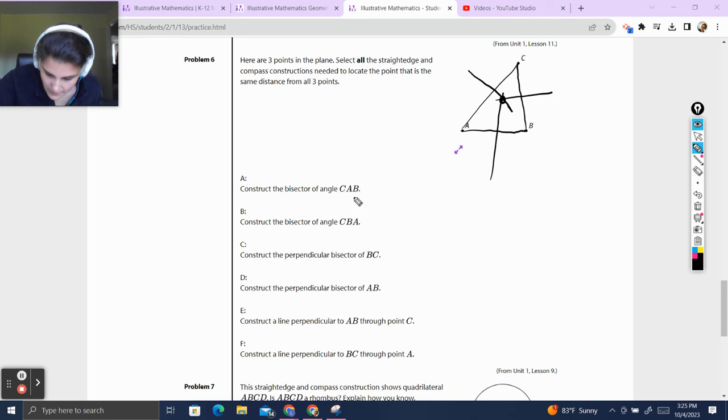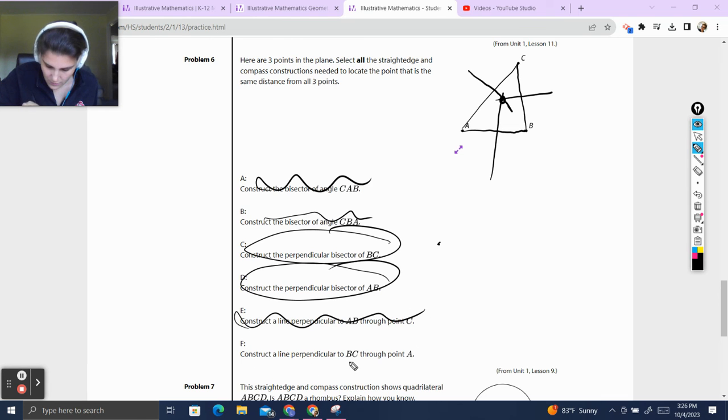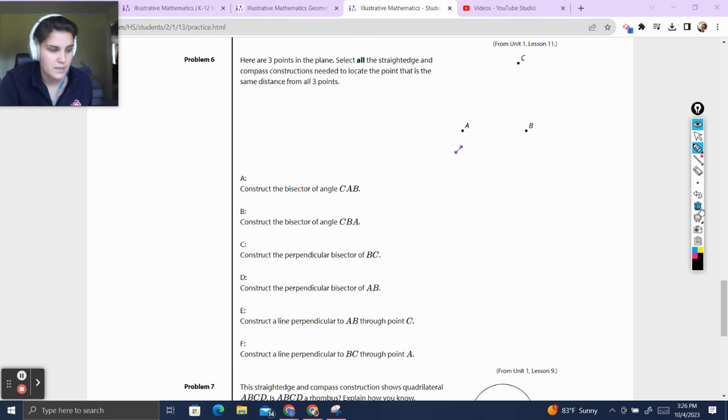Construct the bisector of angle CAB. No, we do not need to do that. Construct the bisector of angle CBA. Nope. Construct the perpendicular bisector of BC. Yep. Construct the perpendicular bisector of AB. Yep. Construct a line perpendicular to AB through point C. Nope. Construct a line perpendicular to BC through point A. Nope. And we're done. Those were the only 2 things on this list that we had to do to find the point that is the same distance from all 3 points.